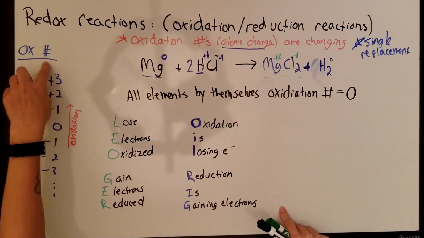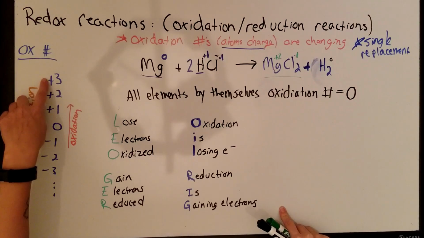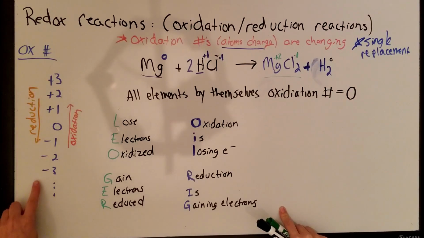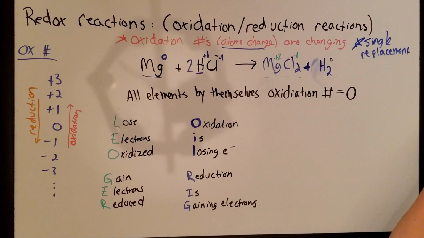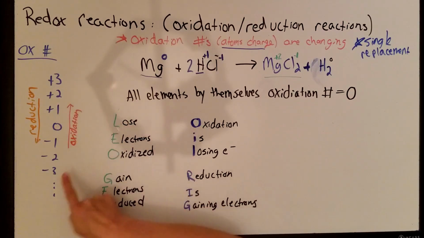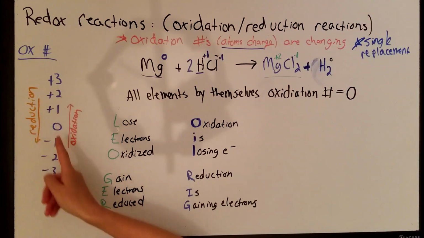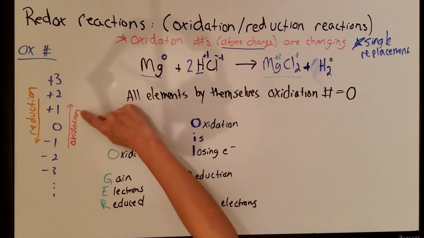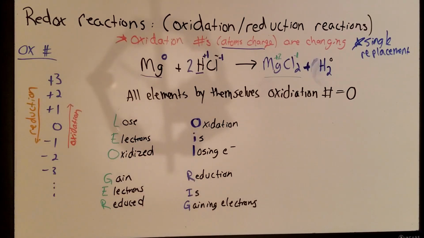Okay, so first I have a number line with oxidation numbers ranging from a +3 down to a -3, because that's the typical range that we've been looking at in this course. So what this is showing is that if the oxidation number changes and goes in the upward direction, so from a negative to a positive or from a negative to a 0, that is the element that's been oxidized. If it goes in the other direction, down for instance, then that is the element that's reduced.